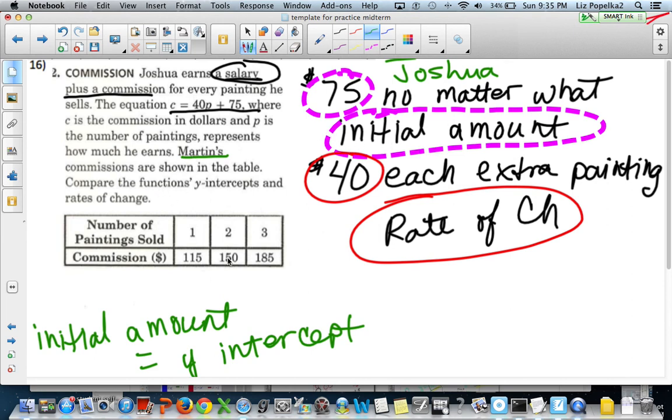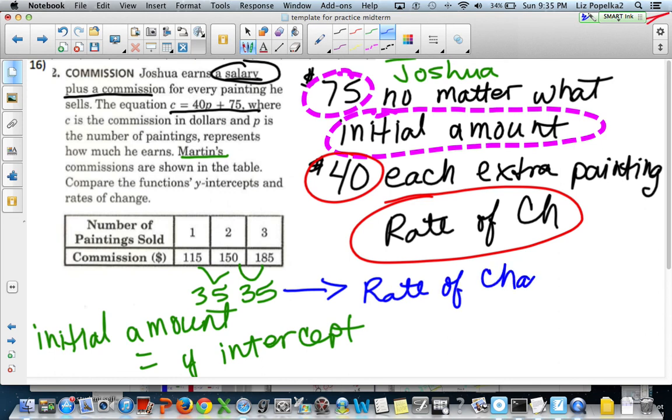Now let's look at Martin here. So when he sells one painting, he gets 115. Two paintings, he gets 150. So for every single extra painting that he sells, he gets $35 extra. So that means that that $35 is his rate of change. Because every single time his number of paintings goes up, the amount of money he makes goes up by $35.